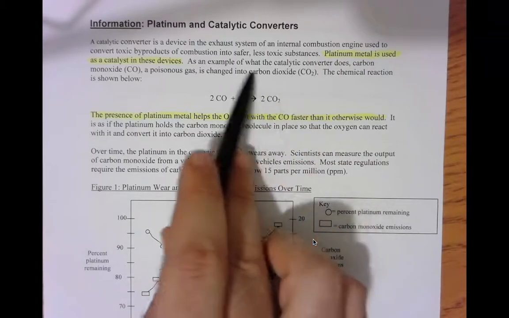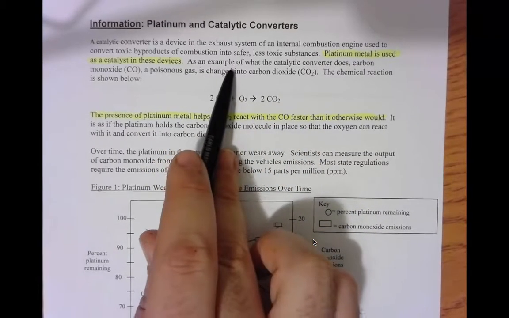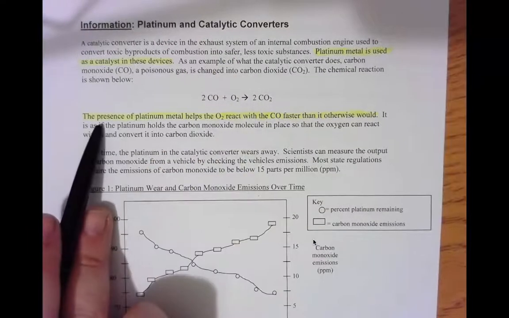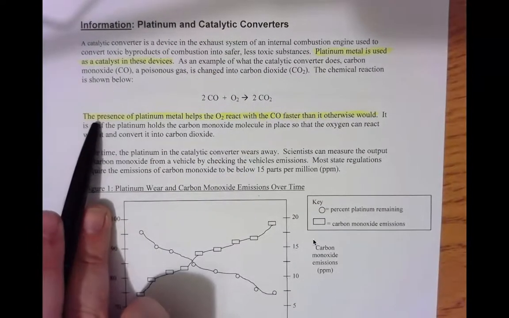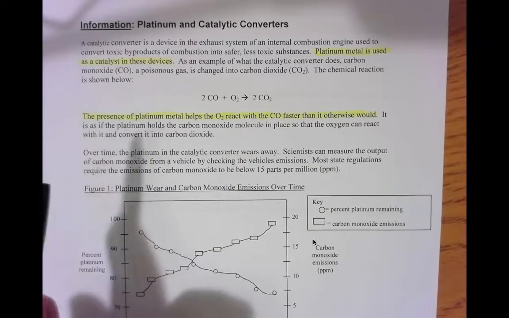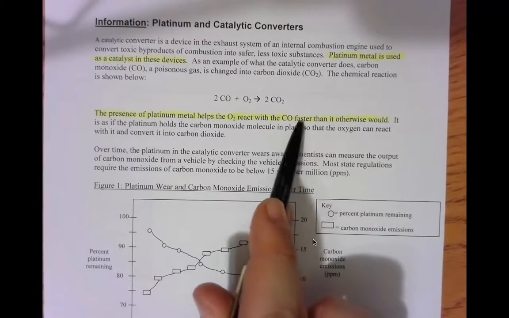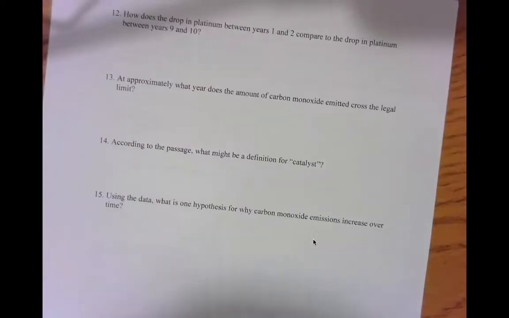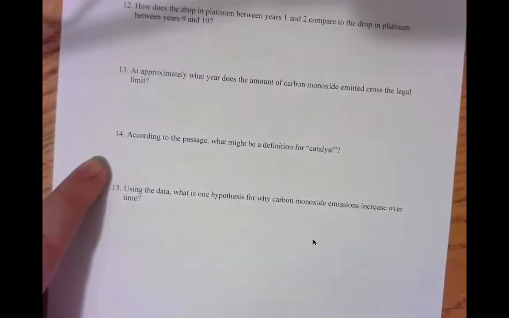It then goes on to talk a little bit more about a catalytic converter. That is not as important as what comes down here. It's highlighted. After it talks a little bit about the reaction, it tells us what platinum does for the reaction. The presence of platinum makes the reaction faster. That is what the platinum does, and platinum is a catalyst. So when you are thinking about question 14, use that information to help us.